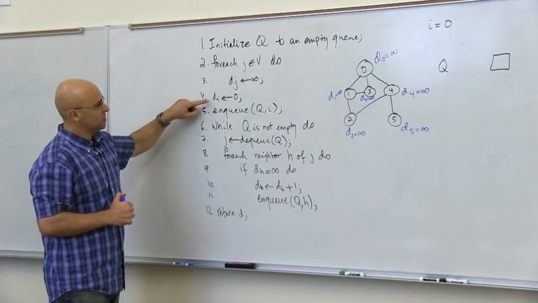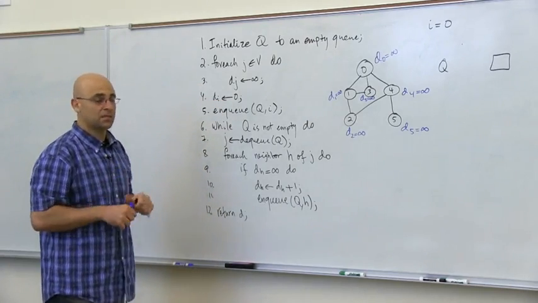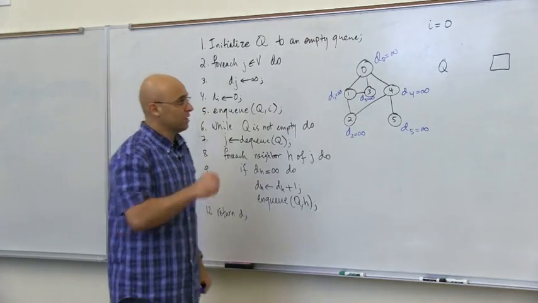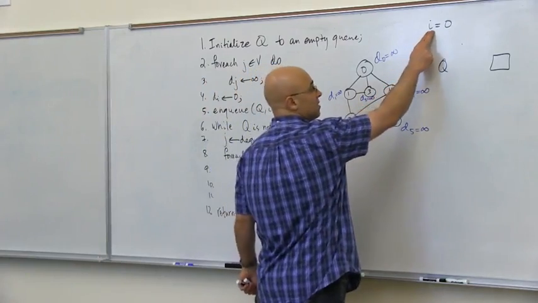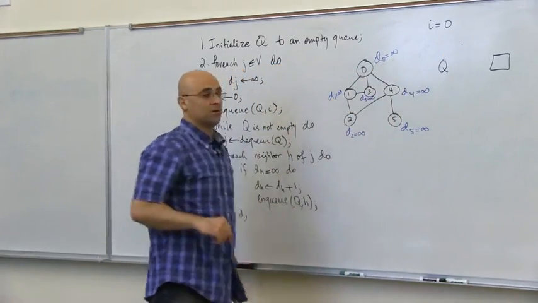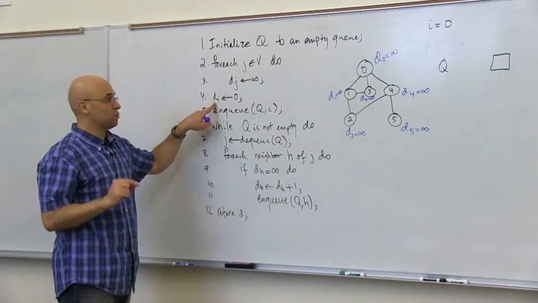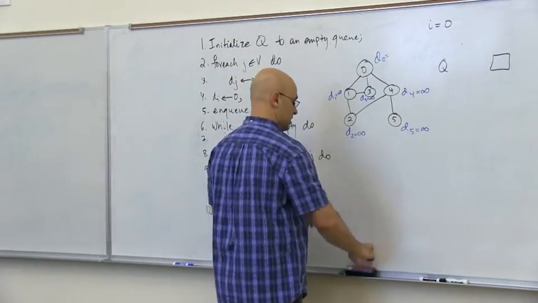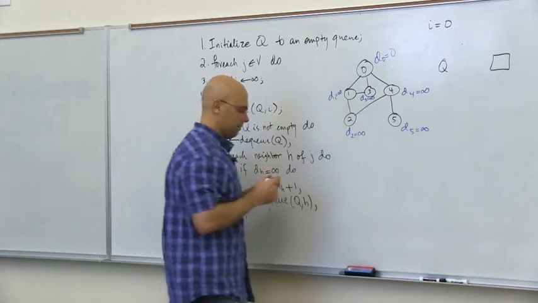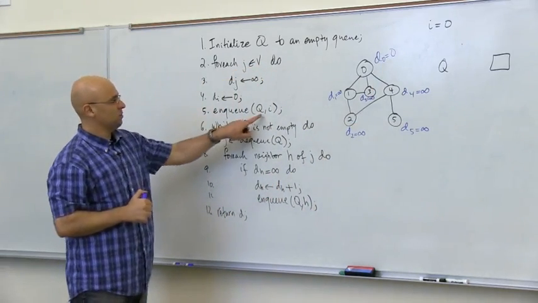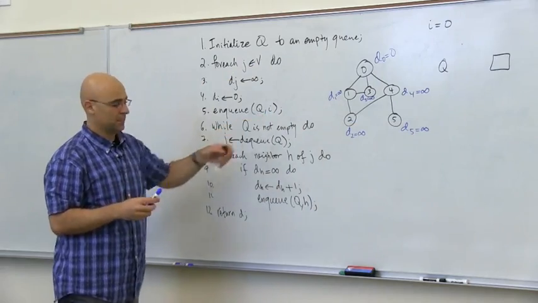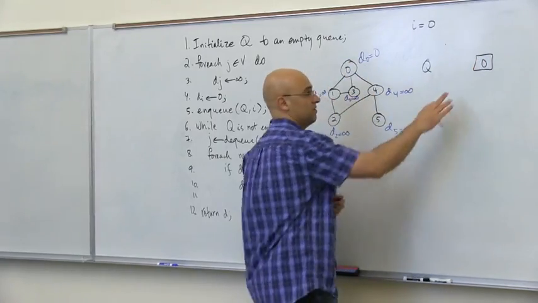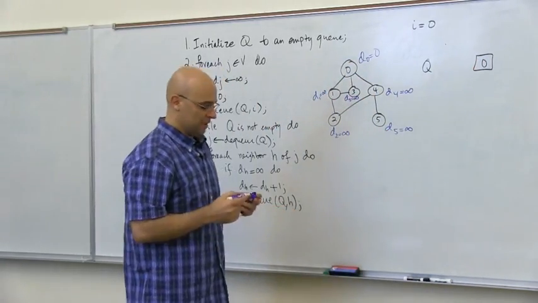Then the fourth thing, it says set di to 0. I is the specific node that's part of the input. Since I is 0, we go to node 0 and reset its distance from infinity to 0. So now this distance is 0 here. The next thing we do is push that node I onto the queue. I is 0, therefore the queue is going to have 0.